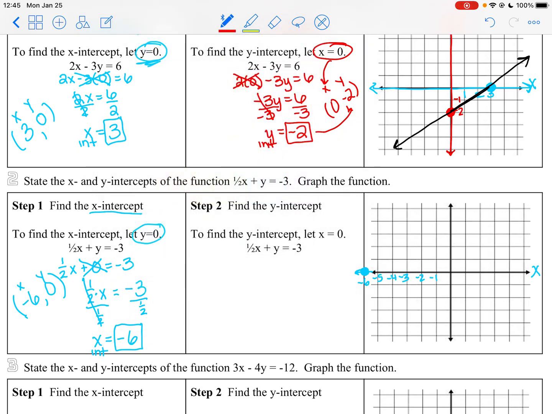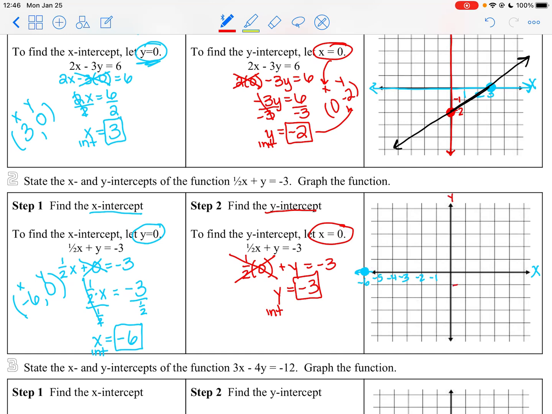Now we're going to use that same equation from the beginning, and we're going to find the y-intercept. So to find the y-intercept, we plug in the 0 for the x. So 1/2 times 0 plus y equals -3. So where I plug in the 0, it cancels out because anything times 0 is 0. And this leaves me with y equals -3, and it's a positive y because of that plus sign. So at this point, the y is already by itself. So this tells me that -3 is my y-intercept.